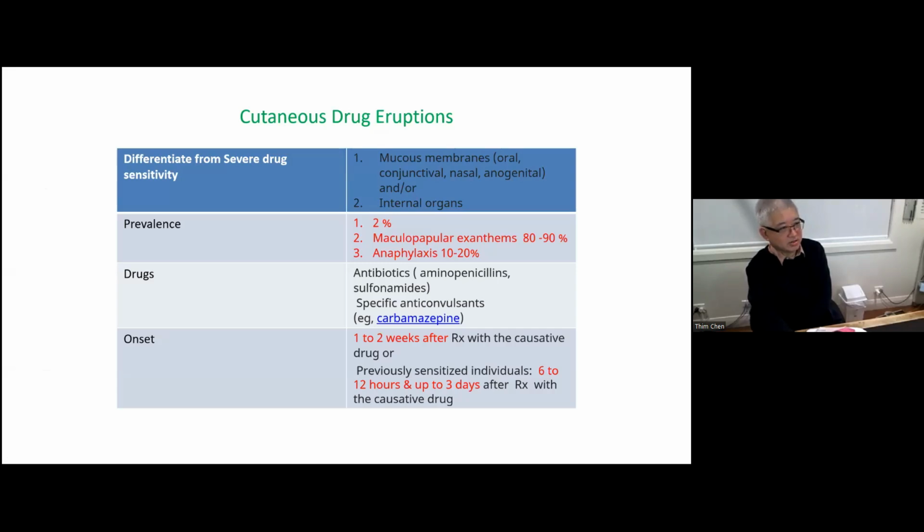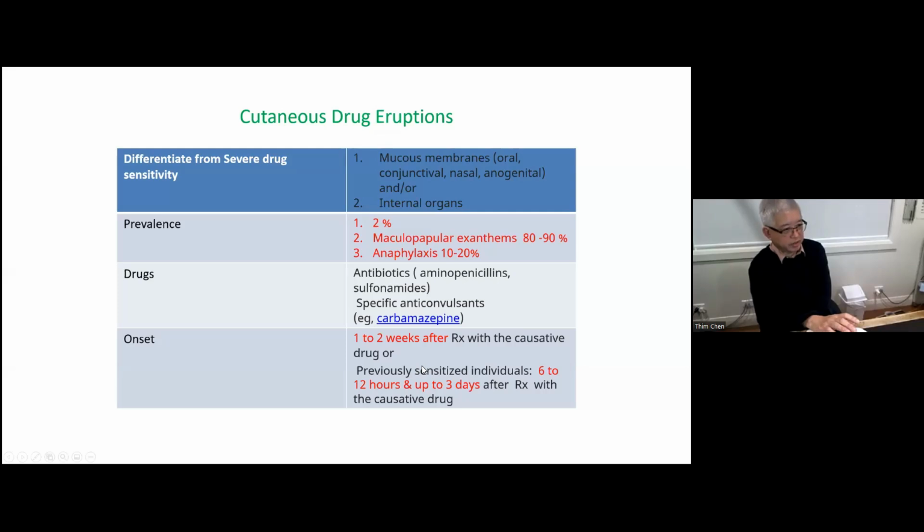Okay, so T for treatment. So what are the treatment involvements? Drug rash is not common, but it occurs in about 2% who are given medications. Because first you have to differentiate, is it Stevens-Johnson? So you check the mucous membrane and make sure the internal organs are spared. They can have macular exanthems, or you can have anaphylaxis as well. The most common culprits are antibiotics and anticonvulsants.